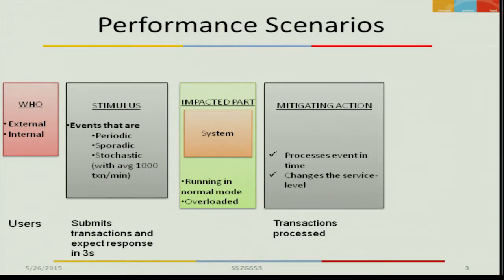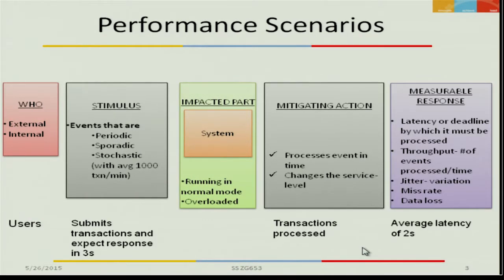So what are the mitigating actions? The system processes the event in time, or the system can change its service level. Both are allowed mitigating actions. In the example we were discussing, the user submits transactions and expects a response in 3 seconds. The system is running in normal mode and the transaction is processed. An example is that the average latency is 2 seconds.